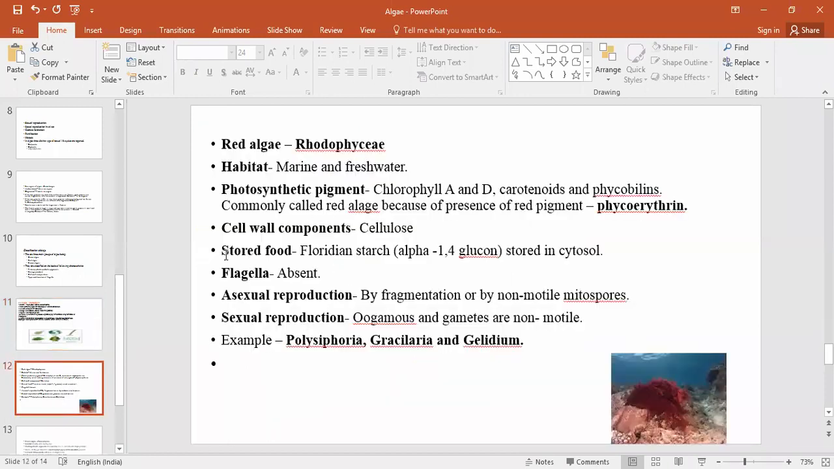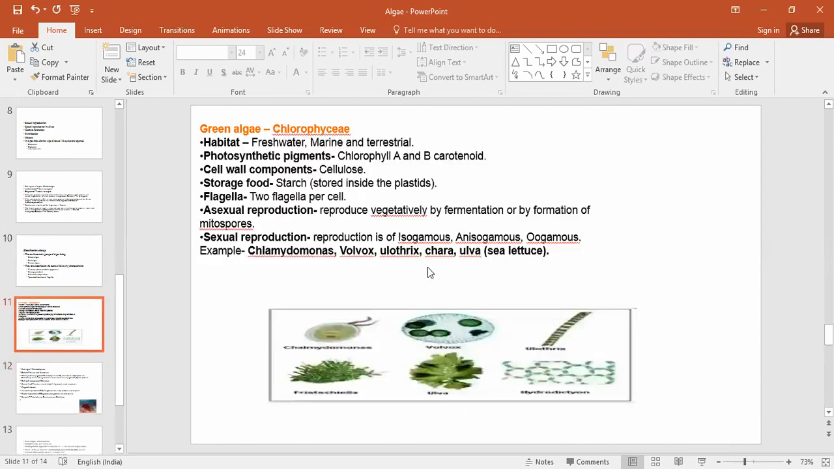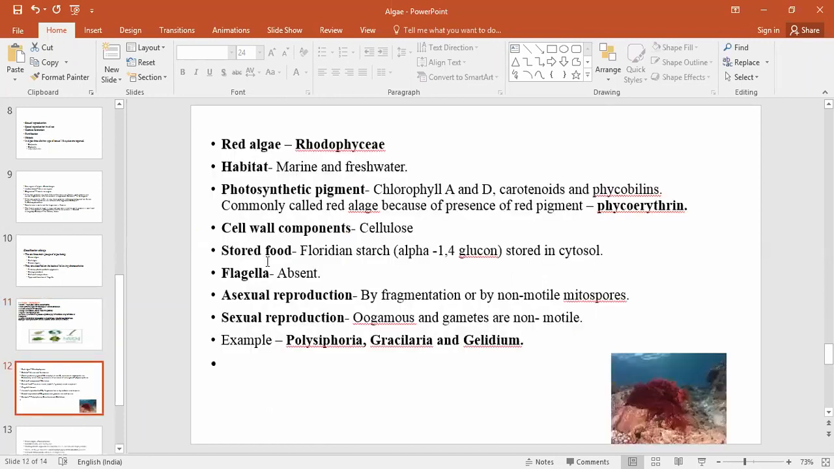Now here is the difference in storage food. In rhodophyceae, the storage of food is in the form of Floridean starch. What is this Floridean starch? It is an alpha 1,4 glucose derivative. And where do they store it? They store it in the cytosol. What is the difference in chlorophyceae? In chlorophyceae, the storage of food is in the form of starch, in the plastid. Here the storage of food is in the form of Floridean starch, a derivative of alpha 1,4 glucose, stored in the cytosol.